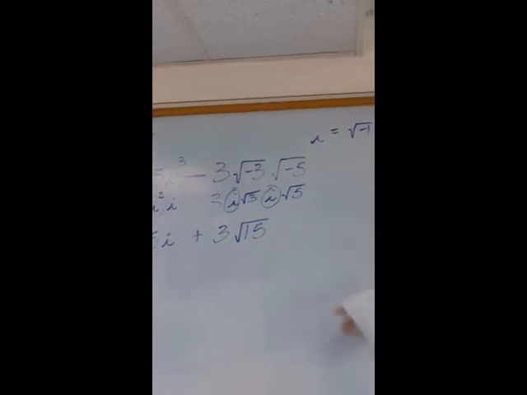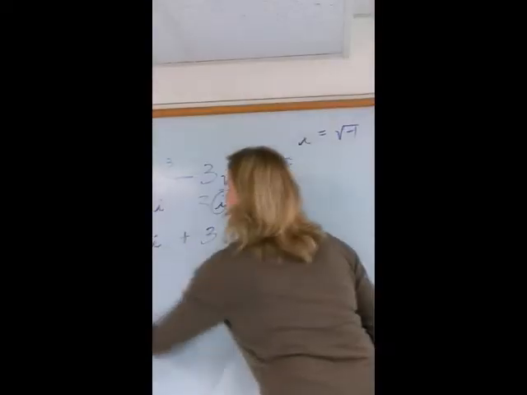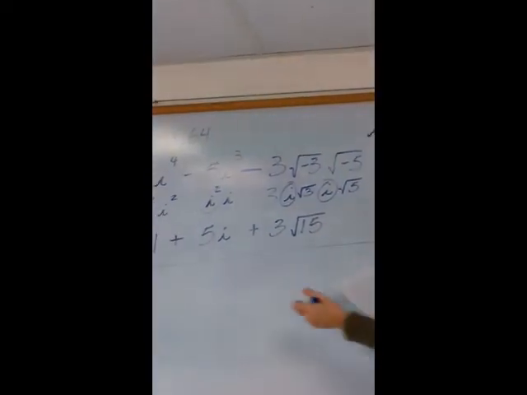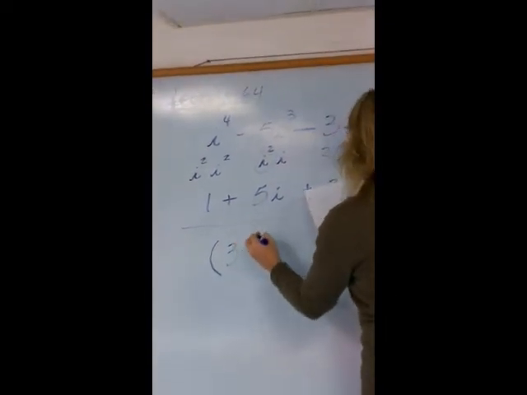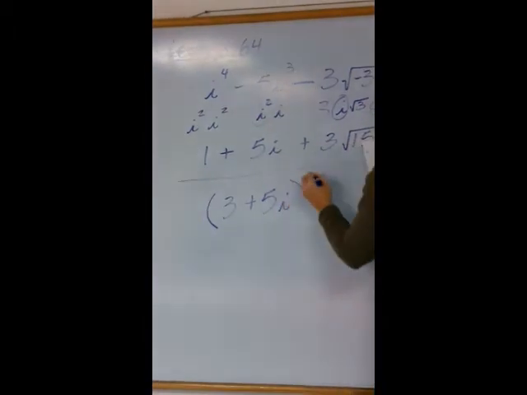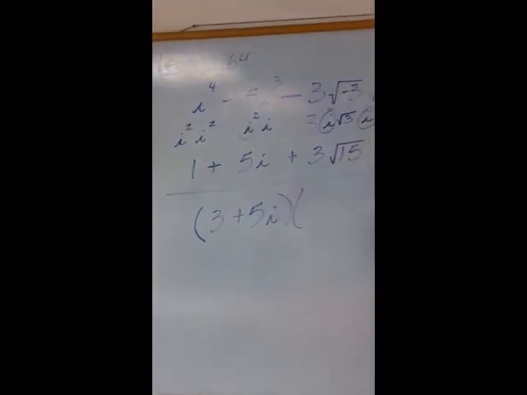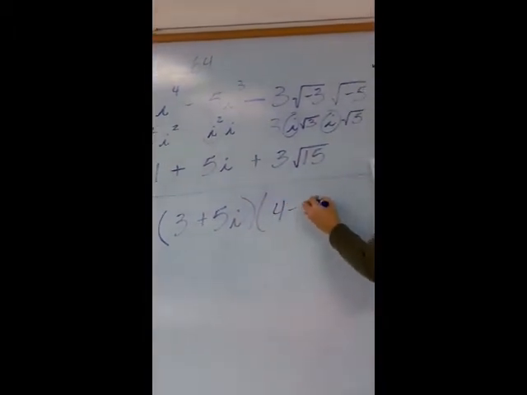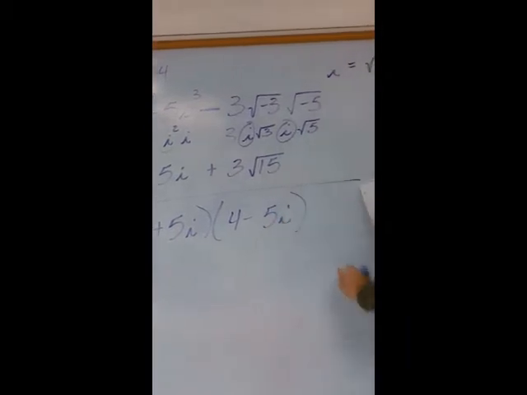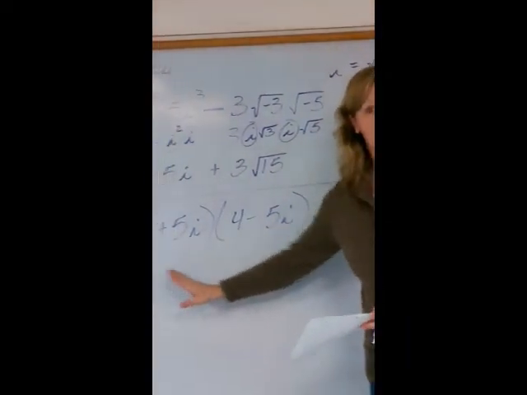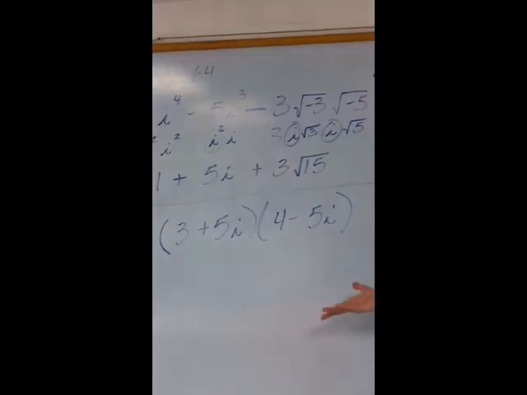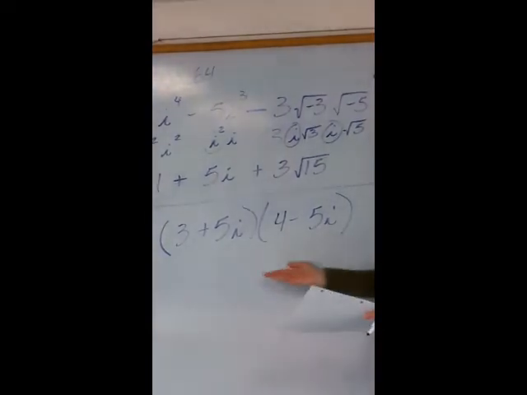And I'll try another example that is actually multiplying two of these. We have 3 plus 5i, and we have 4 minus 5i. And they just want us to multiply those together. So you're going to do what you would normally do and use your FOIL method.